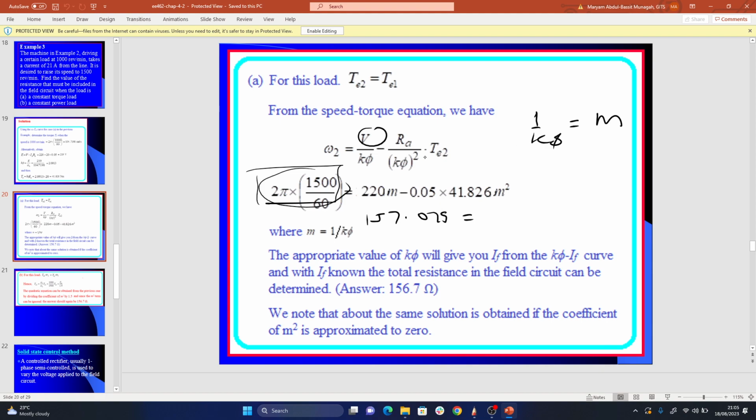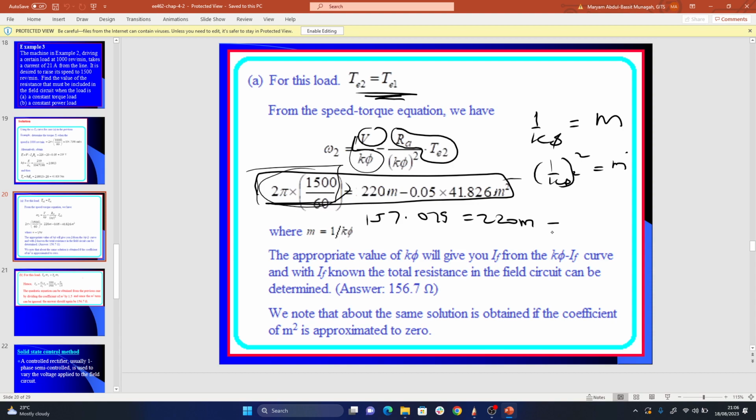That gives me 157.09079 is equal to, now 1 over K phi is M, so I have V times M, that's 220M, minus RA times, we know what TE was, because TE is equal to TE1, then 1 over K phi squared. If 1 over K phi is M, 1 over K phi squared is M squared, because 1 over K phi all squared is M squared. So times M squared. I'll solve this quadratic equation here.